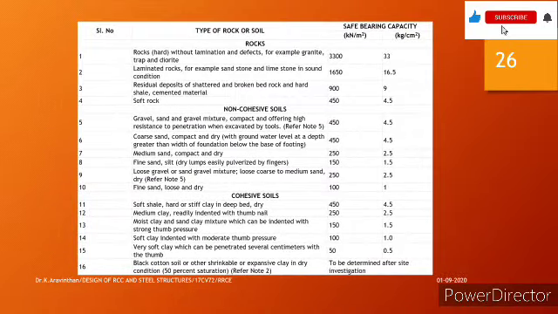And finally, I will be discussing the type of rock or soil according to the bearing capacity. So I will discuss the types of soil. If you are having rock soil, then the bearing capacity is 3300 kilonewton per meter square. That is, rock oriented soil might be granite, trap and diorite. These four components of soil are called rock oriented soil.